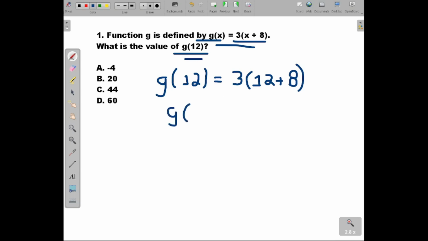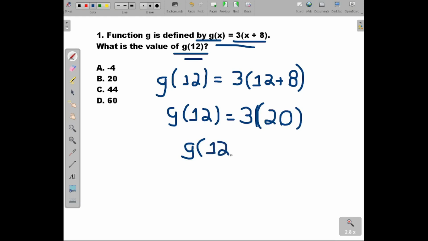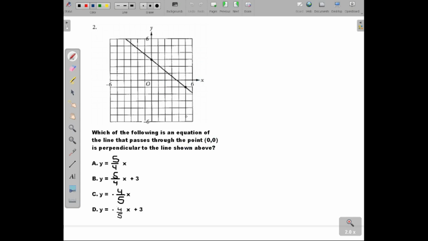Now g of 12 is equal to 3 times the sum of 12 and 8, which is 20. Finally, g of 12 is equal to 3 times 20, which is 60. The right answer is D. Number 2.